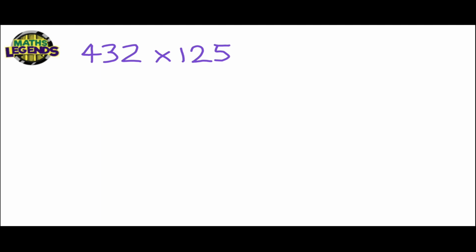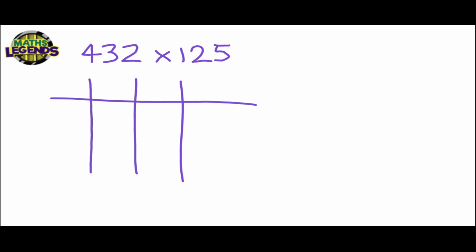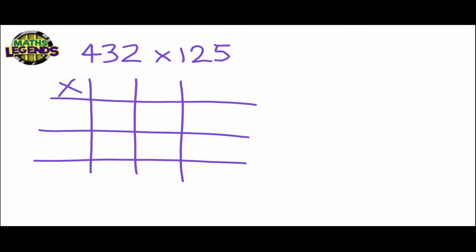Now coming back to the previous example, we said we will look at 432 times 125. So the first number has 3 digits, so we draw 3 lines. And the second number also has 3 digits, so we draw another 3 lines. We put a cross in the top left corner and we write the numbers down: 432 and then 125.